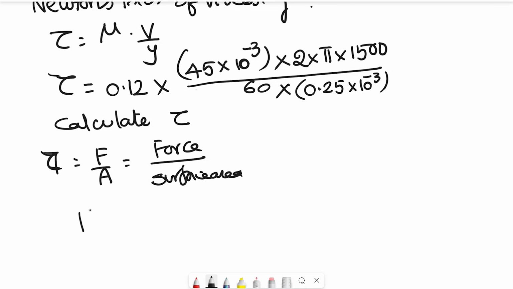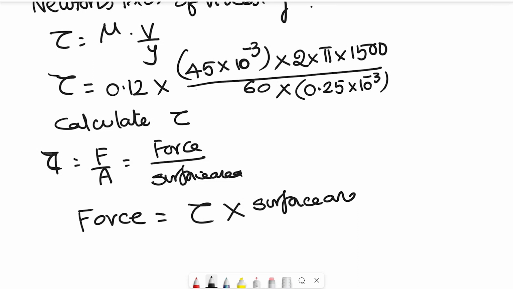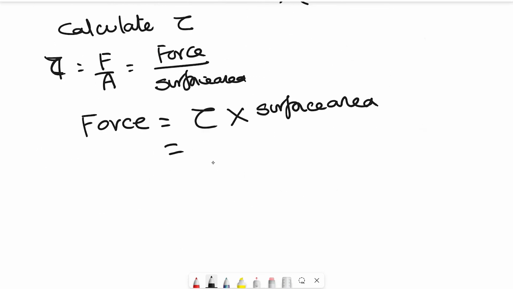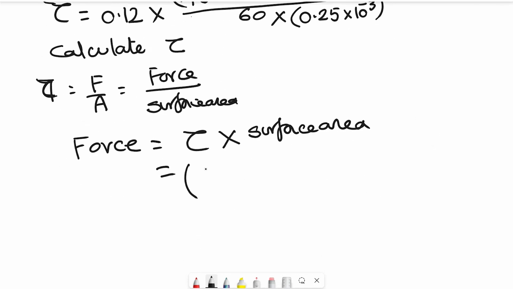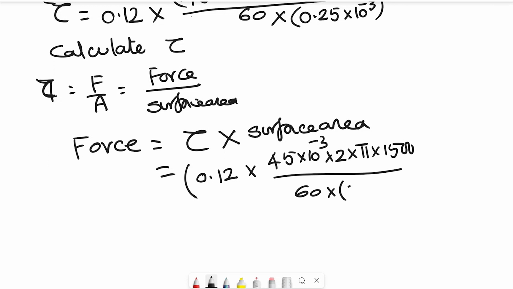So how will I get force? Force is equal to shear stress tau into surface area, because I always calculate at the end what the shear stress is equal to. If you want to calculate quickly, calculate at the top. Otherwise I will write 0.12 into 45 into 10 to the power of minus 3 into 2 into pi into 1500 by 60 into 0.25 into 10 to the power of minus 3.